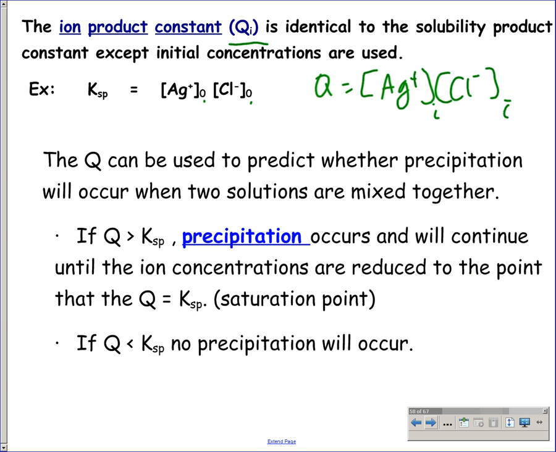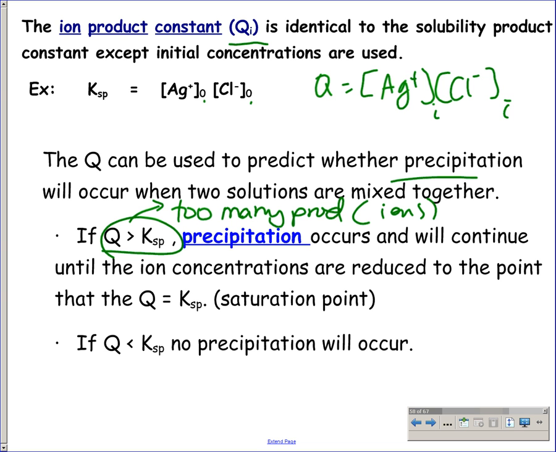So what happens if Q is greater than K, less than K, or equal to K? It's going to do different things, but it's essentially the same concept, because you're shifting left or proceeding right. We're going to use Q versus K to figure out if it's going to precipitate or not. That's all this is really used for in Ksp. So if Q is greater than Ksp, what does that mean about the ratio of the reactants versus the products? You've got too many products. That means you have too many ions in this Ksp problem. Too many ions is not good for a saturated solution.